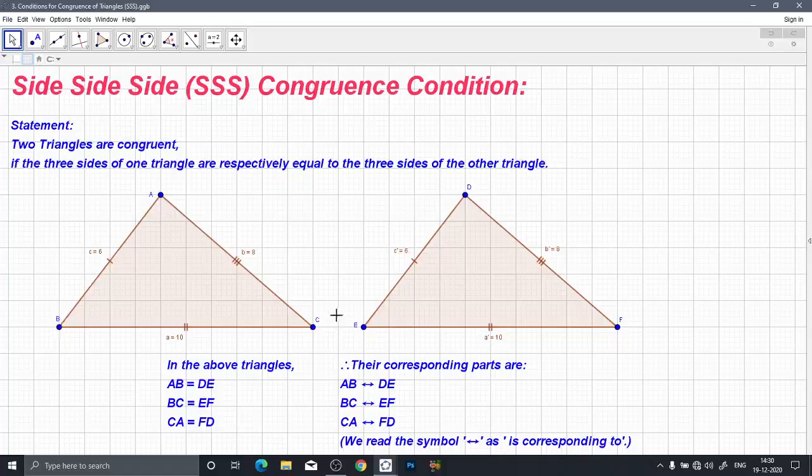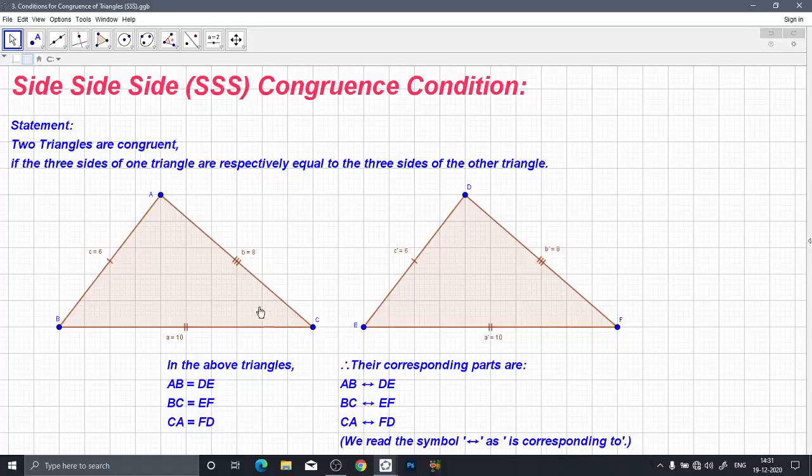AB and DE, because these two sides are equal to each other, each being 6 centimeters, and BC and EF, which are equal in size, 10 centimeters. So BC corresponds to EF, and CA and FD have the same measurement, 8 centimeters. So CA corresponds to FD. So by the side congruence condition, both triangles have the same lengths of sides.